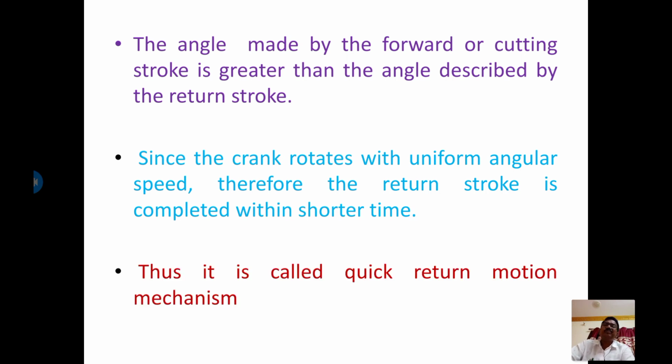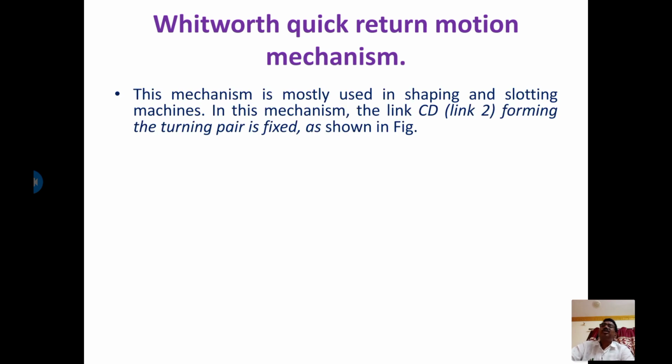Okay, this is one of the inversions of the single slider crank mechanism. The next inversion is the Whitworth quick return motion mechanism. This mechanism is mostly used in shaping and slotting machines.